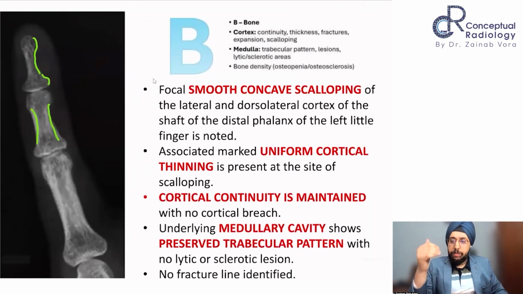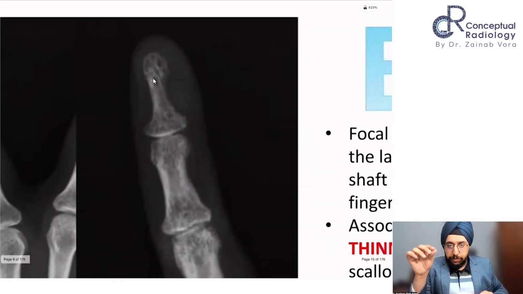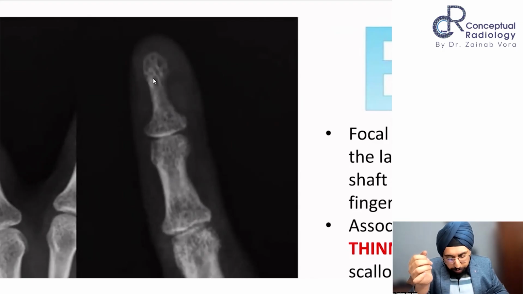So as such, you will see that the cortical continuity is maintained. Okay. Why I'm saying that? Because there is no step off which you can see. Otherwise, if there would have been some invasion or an infiltration or some fracture, you would have noticed a step off here. Okay? But it's kind of a smooth continuity. It's just that the cortex is actually thinned out. Okay.